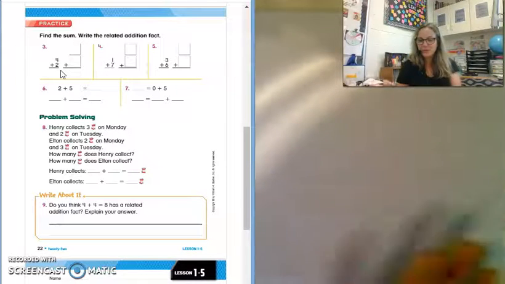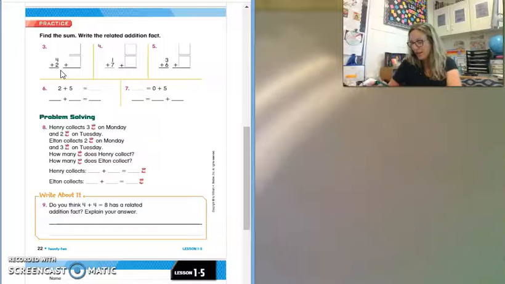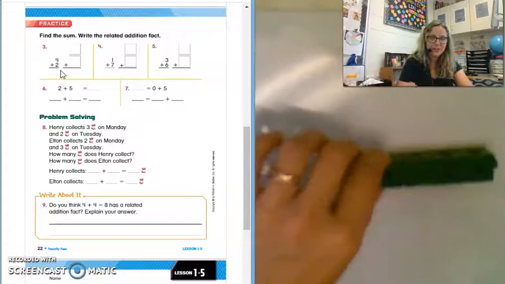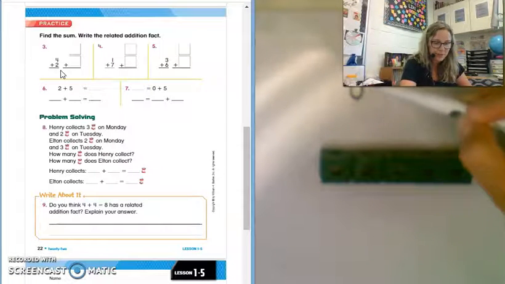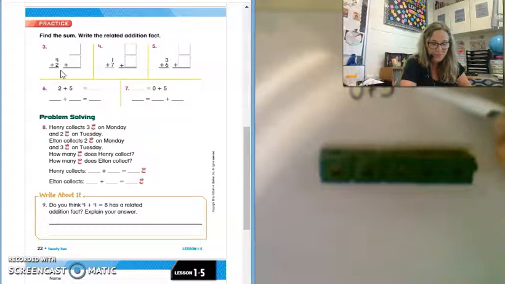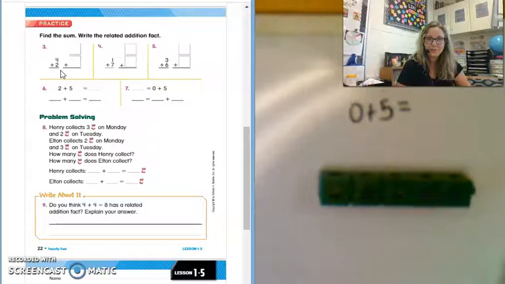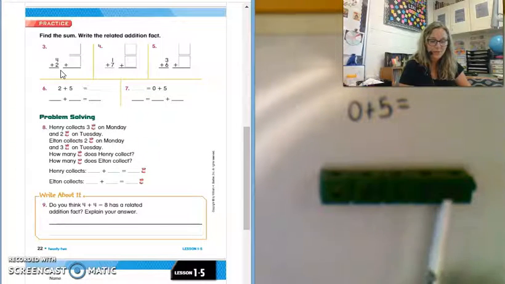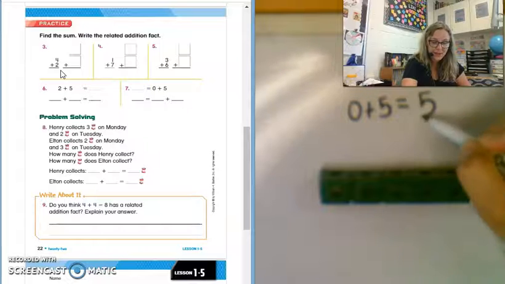All right, let's do 0 plus 5. Okay, so I'm going to do 0 orange and 1, 2, 3, 4, 5 green. So I have 0 orange plus 5 green. All together, oops, sorry, there we go. I have 1, 2, 3, 4, 5. So 0 plus 5 equals 5.